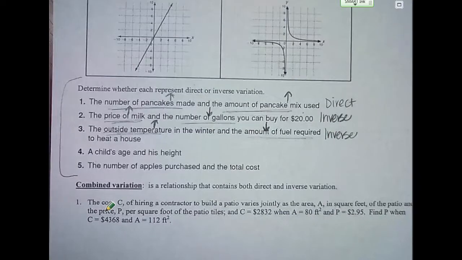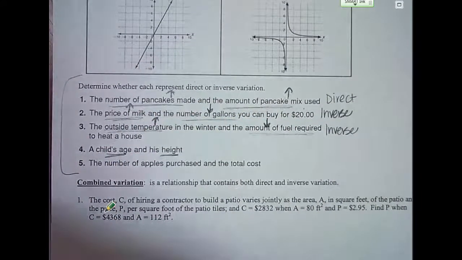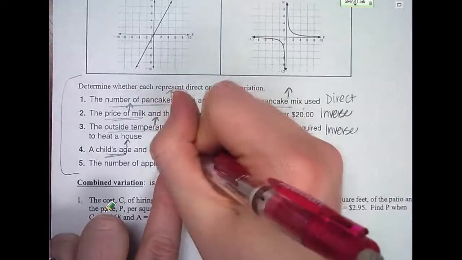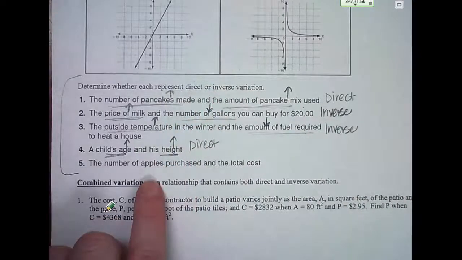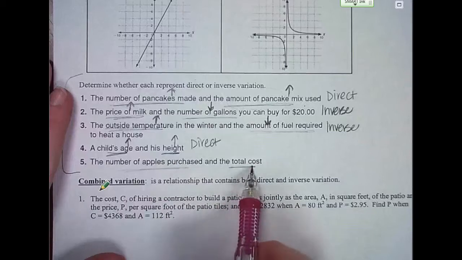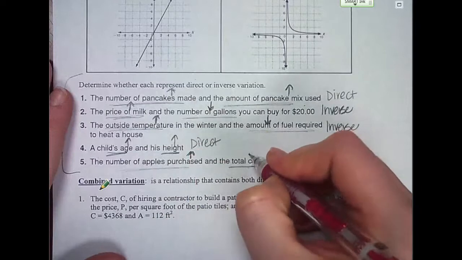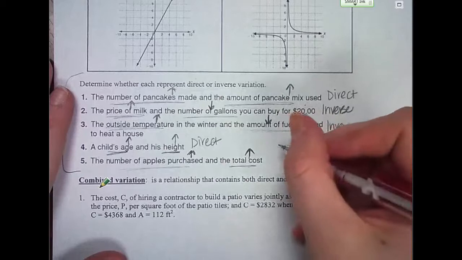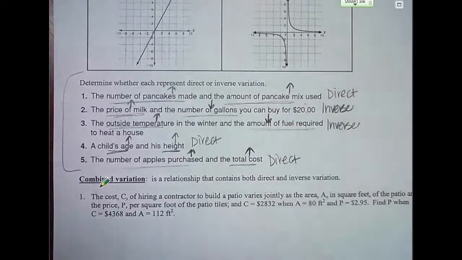Number 4, a child's age and his height. As a child gets older, their age increases. Does their height increase? Yes, it does. So that would be an example of direct variation. And number 5, the number of apples purchased and the total cost. If you buy more apples, does your cost keep going up or does it go down? I guess it depends if there's a sale or not. But number 5 would be direct variation as well, since they're both going the same way.